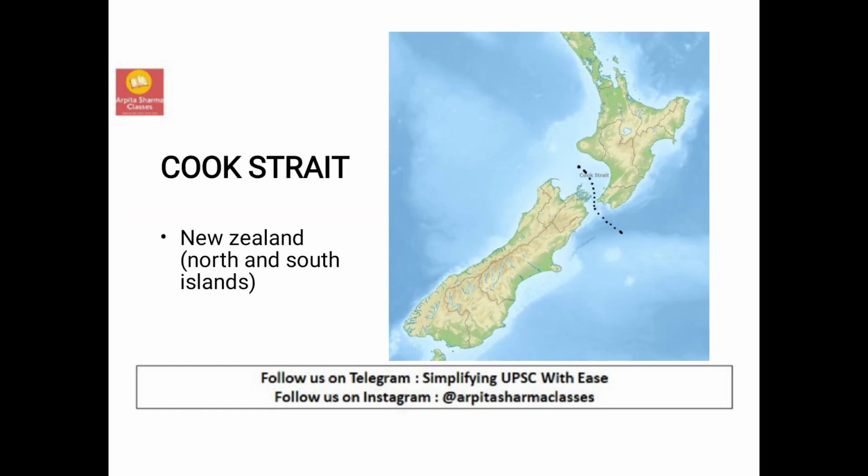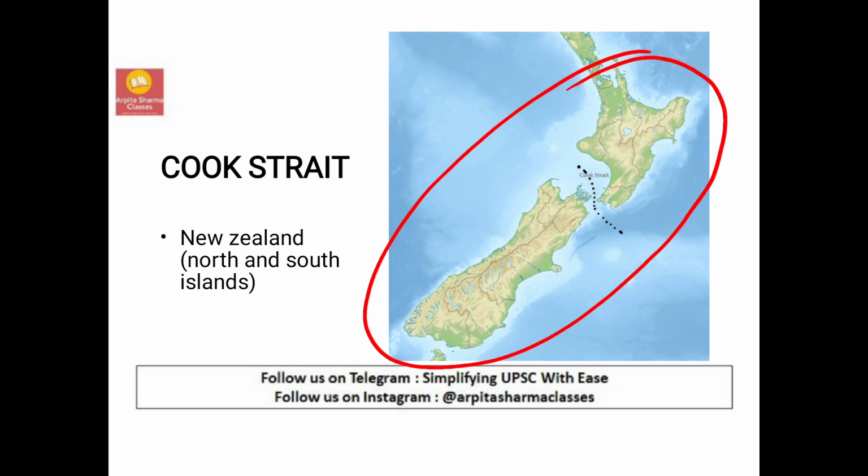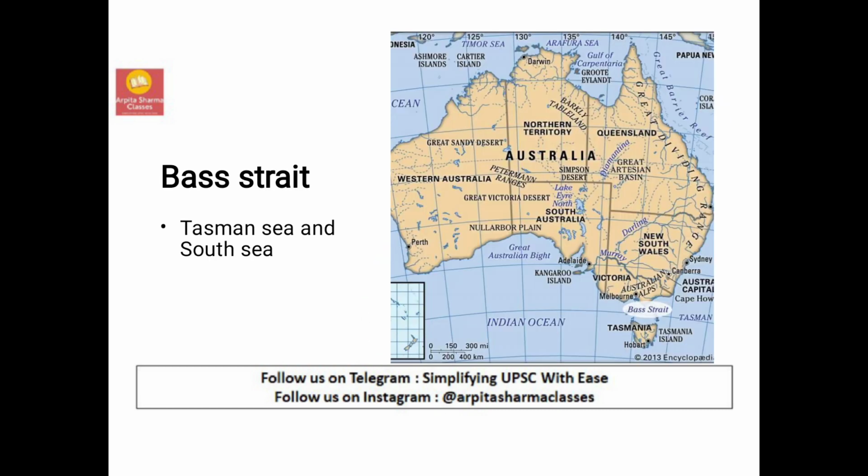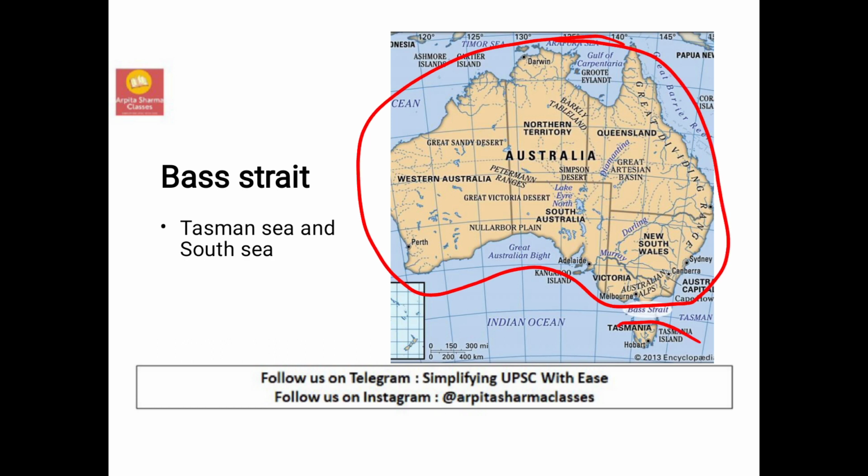Next is the Cook Strait. The Cook Strait is present between the northern and the southern islands of New Zealand. What is the Bass Strait? The Bass Strait is also important as it is between Australia and Tasmania. It is in the Indian Ocean region. In between Australia and Tasmania there is a strait known as the Bass Strait.